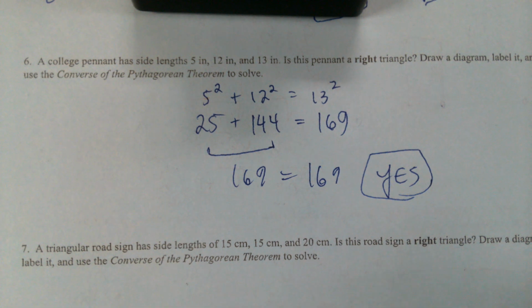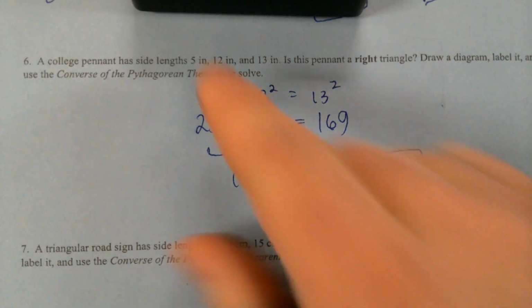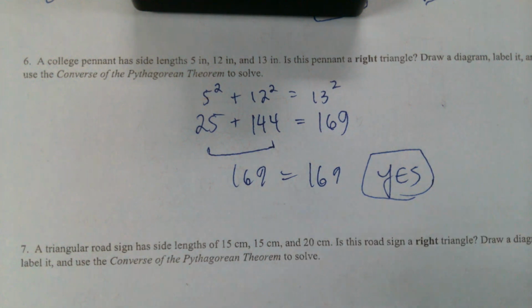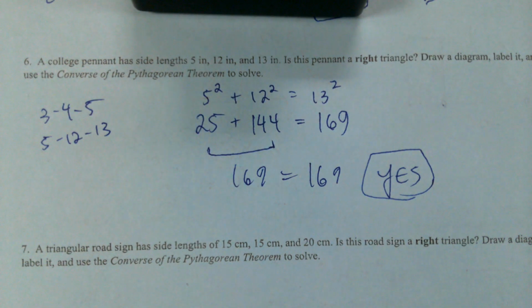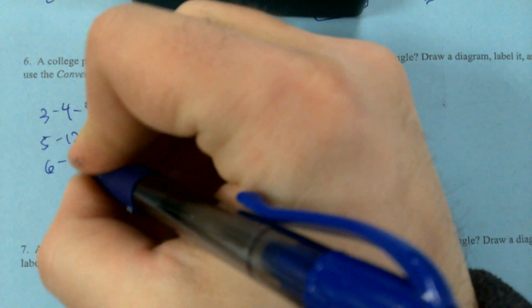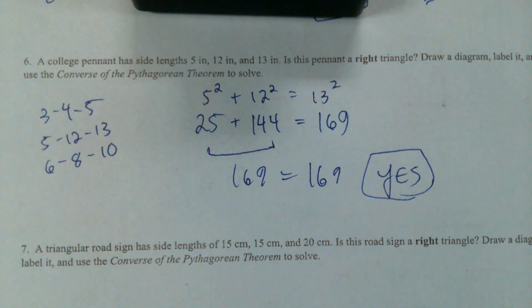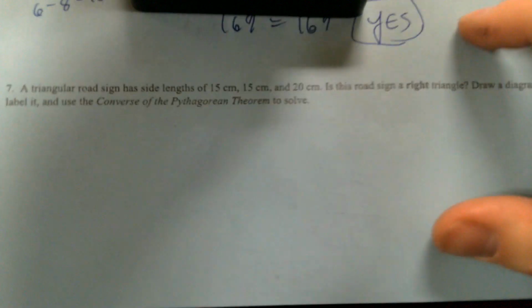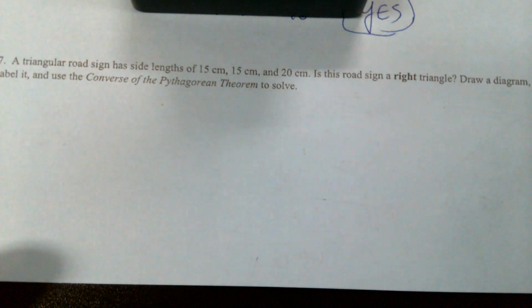I think there's only 4 or 5 different combinations for side lengths that will give us this type of triangle. There's 3, 4, 5, 5, 12, 13. There's 6, 8, 10, right? 36 plus 64 gives us 100. If you start recognizing those special cases, you're going to be able to answer these questions a little bit quicker, but it all comes with time.